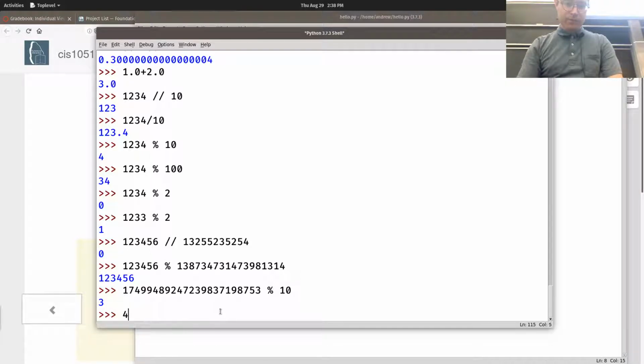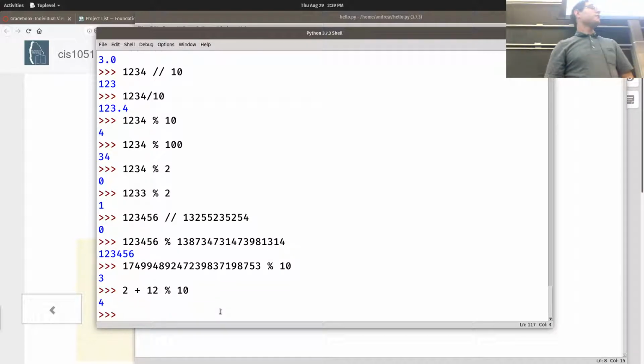So let's just go ahead, 12 mod 10. That gives me what? 2, right? Last digit of that number. So let me do 2 plus 12 mod 10. What's the order of operations? There's two possibilities. It's going to happen before the addition or after the addition, right? So what kind of operation is modulo? Yes, division. It's a division operation, right? To figure it out, you have to divide. So it makes intuitive sense that we would want to put it in the same classification as a division operation. 2 plus 2 is 4.